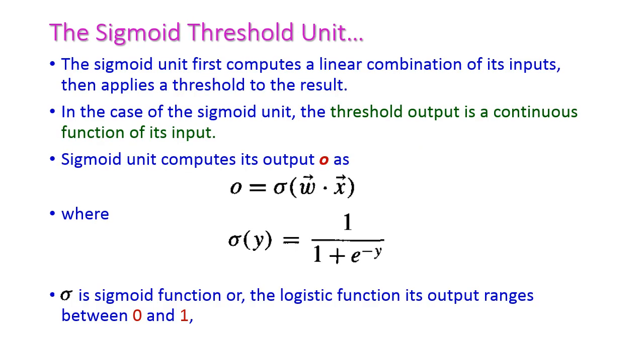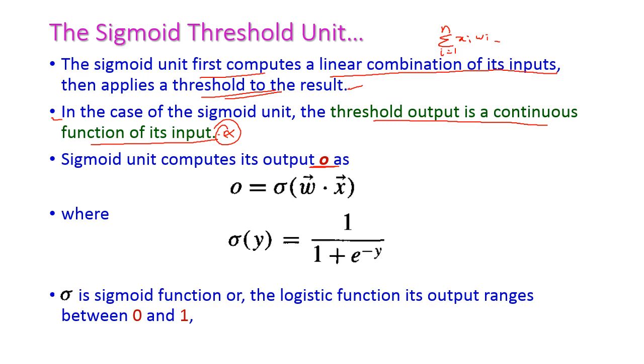The sigmoid unit first computes a linear combination of its inputs. That is, it adds all the inputs multiplied by the weights, that is summation of i equal to 1 to n, xi wi. After that this value will be given to the threshold unit. Here the threshold output is a continuous function of its input. This is important. The sigmoid unit computes the output O as sigma of w vector multiplied by x vector.